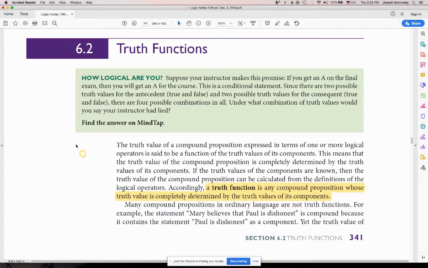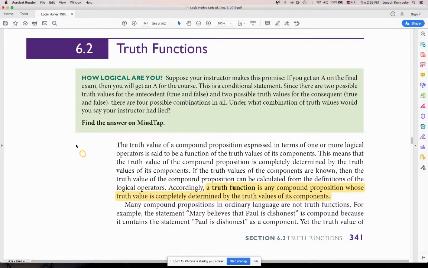There are 2 possible truth values for the antecedent. It's either true or false. And there's 2 possible truth values for the consequent. It's either true or false. So there's 4 possible combinations in all with just 1 conditional. And by the way, if I say conditional or I say horseshoe, I'm simply referring to the same thing. The horseshoe is the actual symbol and the conditional is the name of it. Under what combination of truth values would you say your instructor had lied? We'll find out later on in the chapter.